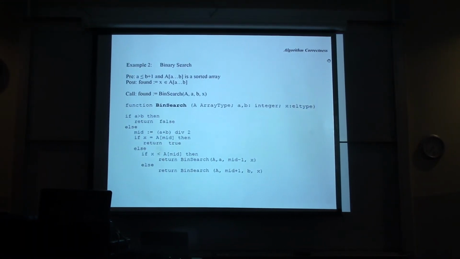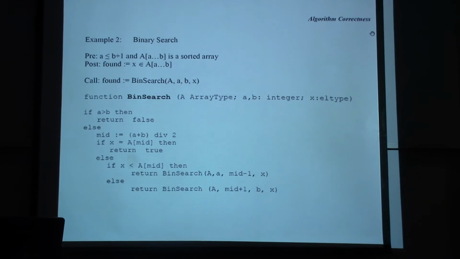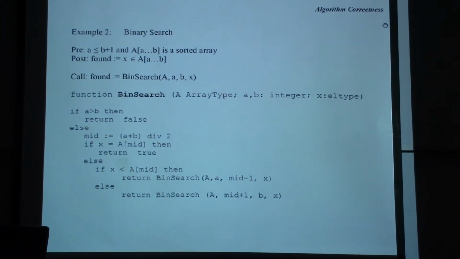Now why would a ever be bigger than b? The reason is that we are recursing. When we recurse, we're always moving things around. So our precondition is that the array A to B is sorted, with the low index less than or equal to the upper index plus 1. And the postcondition is that found, the value I'm assigning, will be equal to whether X is an element of the whole array. So if X is an element of A to B, then found should be true. If X is not there, then it's going to be false.